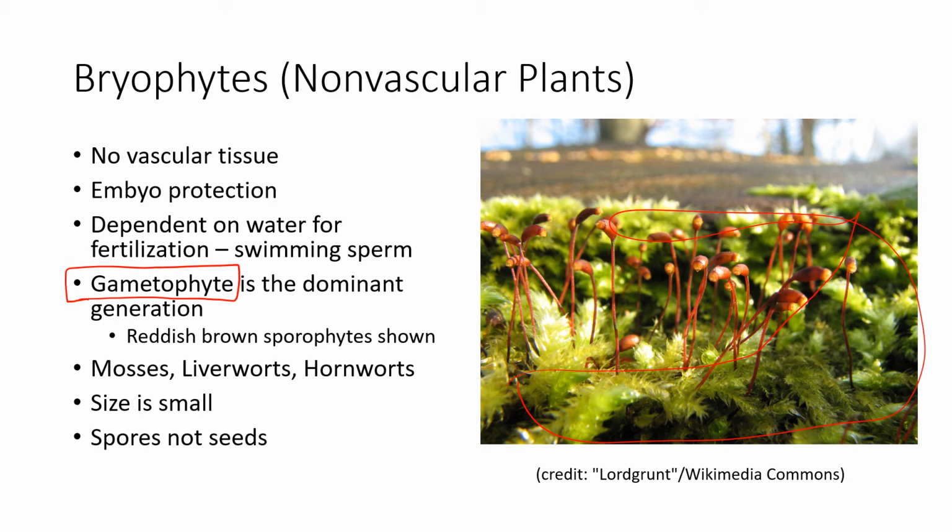Now, the reddish-brown shoots that are coming up here, those are actually the sporophyte generation, and notice that they're still attached to the gametophyte. They are dependent on that generation. So examples of bryophytes would be mosses, liverworts, and hornworts. Probably mosses are those you're most familiar with. Their size is limited simply because they don't have vascular tissue. And again, they don't make seeds, so no vascular tissue, no seeds. The way that they reproduce is with spores.